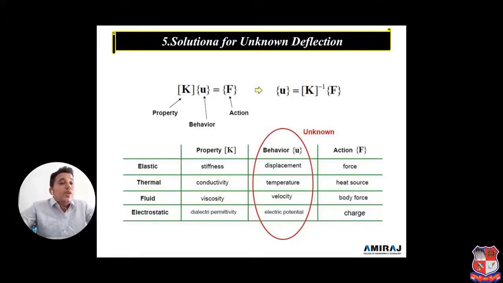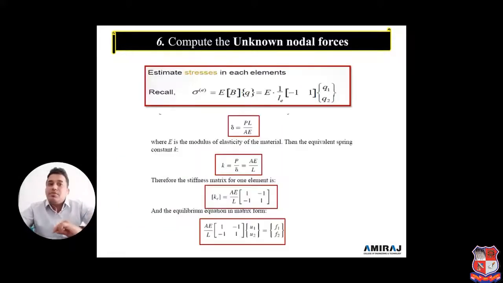This is the very important part to find the unknown. Unknown means unknown for displacement, unknown for temperature, unknown for velocity. And the last step is to find the final stress and strain. Stress is equal to E into B into Q. This is the standard equation. If we convert, B is equal to 1 by LE times minus 1, 1, and Q is Q1, Q2. So this is the standard formula to find the stresses in each and every element. Here you can observe the important formulas for our example.